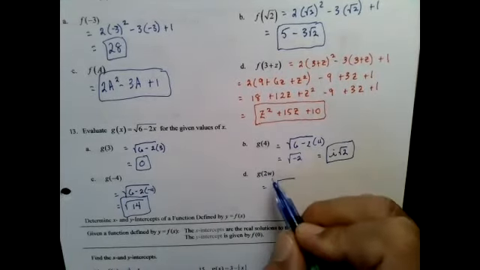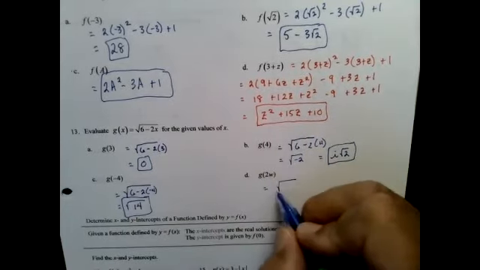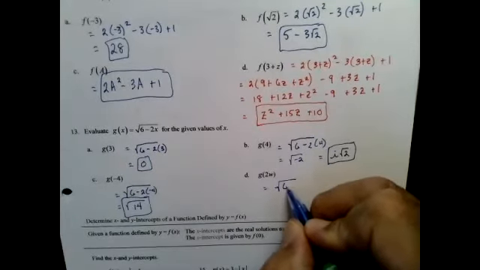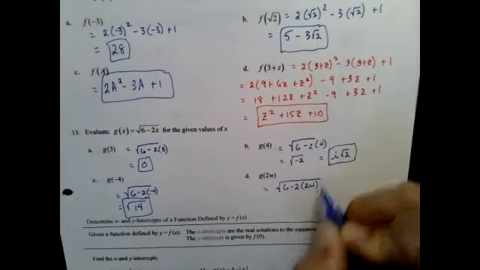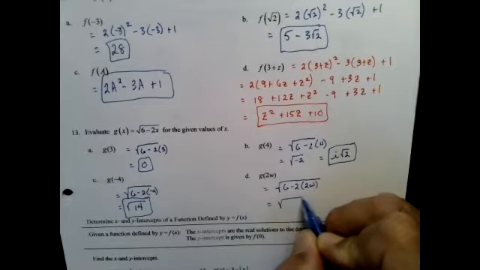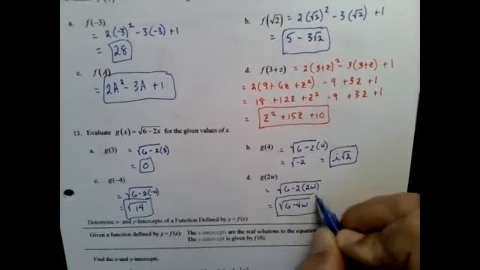Square root of, wherever there's an x, I'm going to now put 2w. 6 minus 2 times 2w. Square root of 6 minus 4w. That's it.